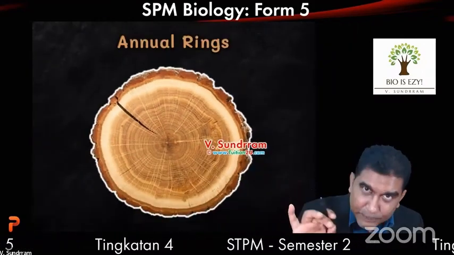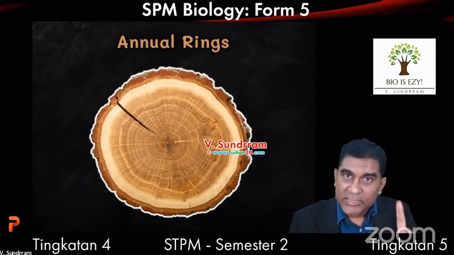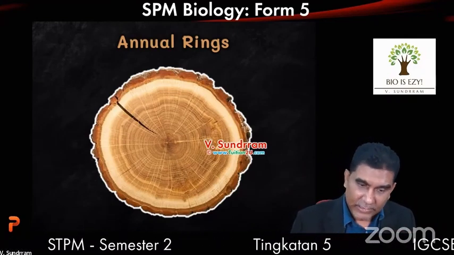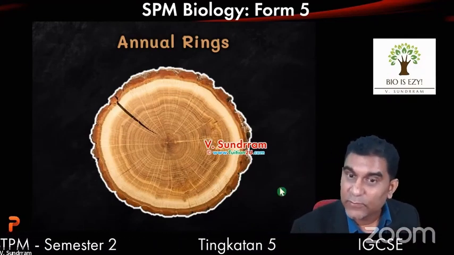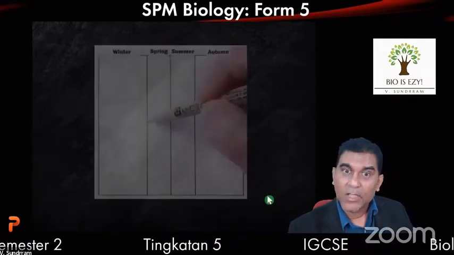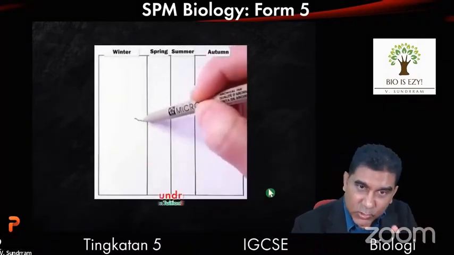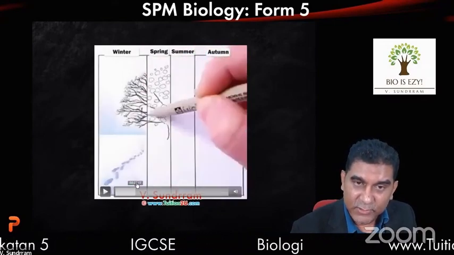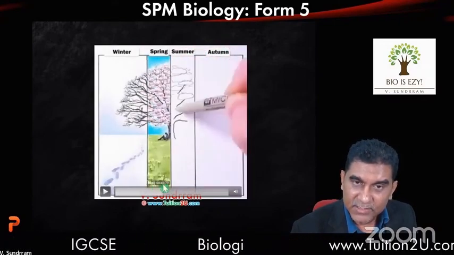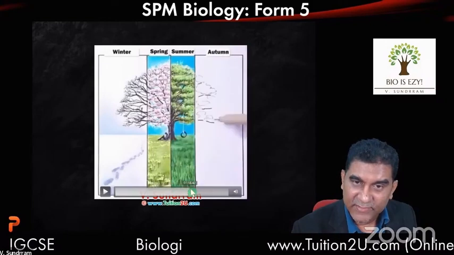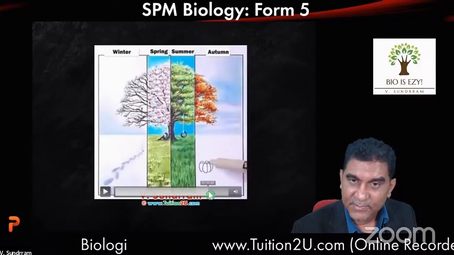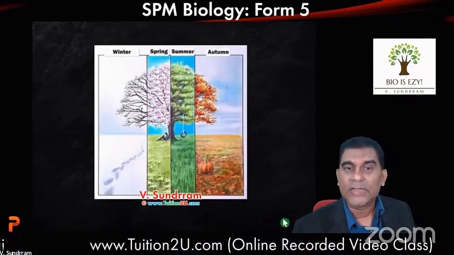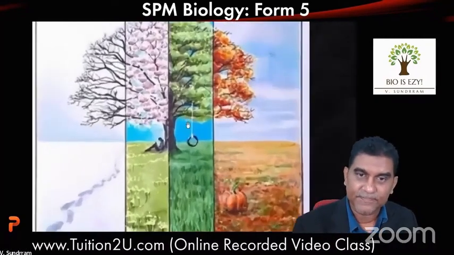If the plant grows in an area with 4 seasons, the 4 seasons are shown in this drawing here. To save time, I'll just fast forward the video. It's actually just to show you the 4 seasons that we have. Okay, now this is the 4 seasons.